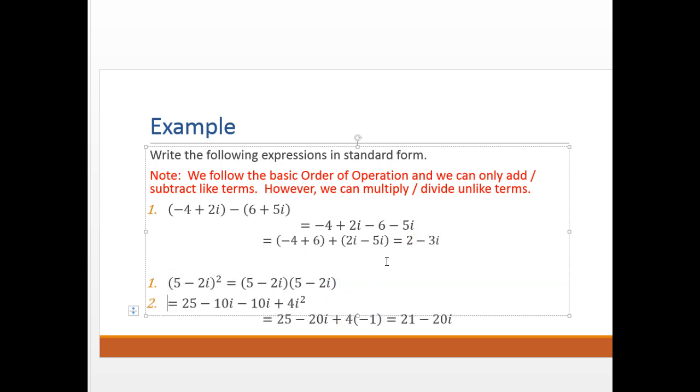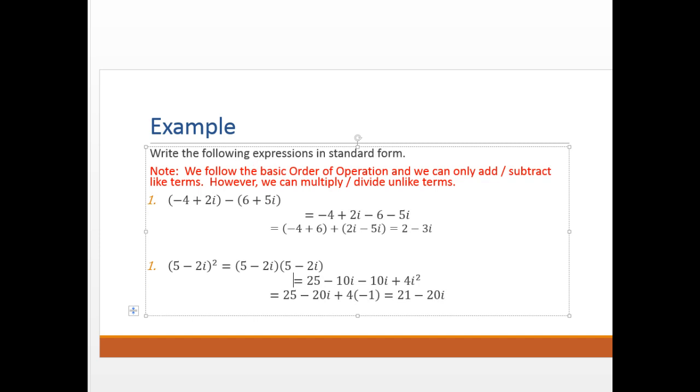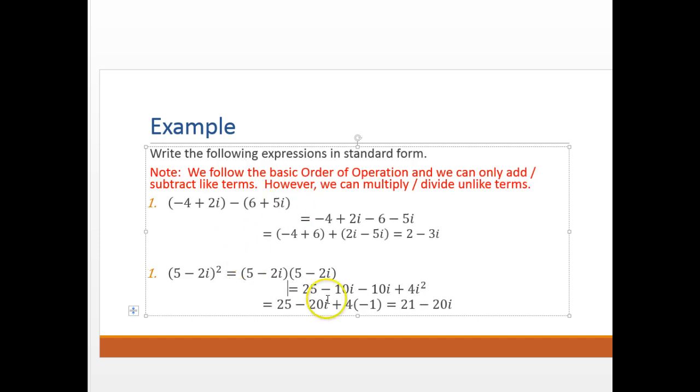I can also do multiplication. When we go to multiply (5 minus 2i) squared, this is (5 minus 2i) times (5 minus 2i). This is foiling. We get 25 minus 10i minus 10i plus 4i squared. This i squared is usually what throws people off.